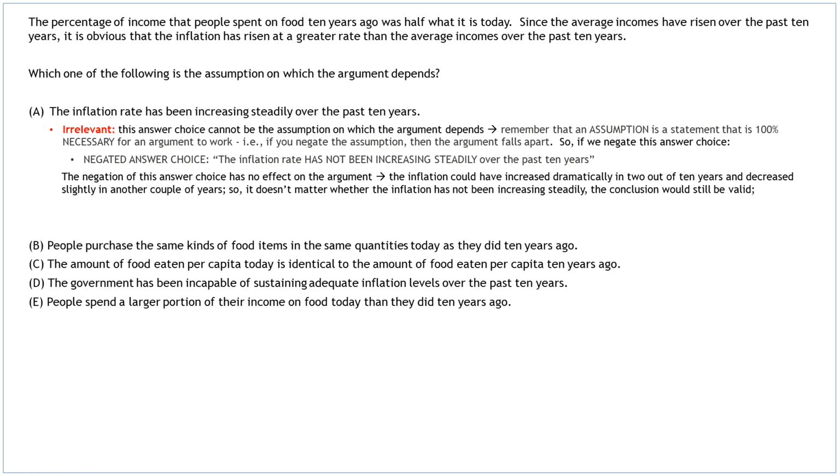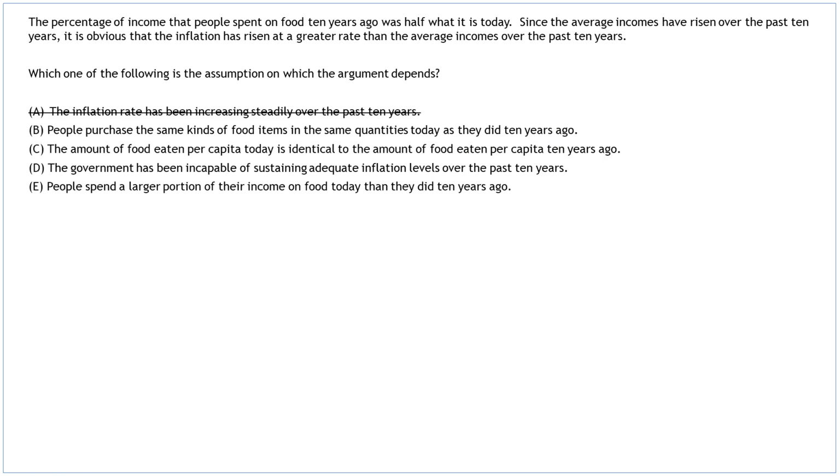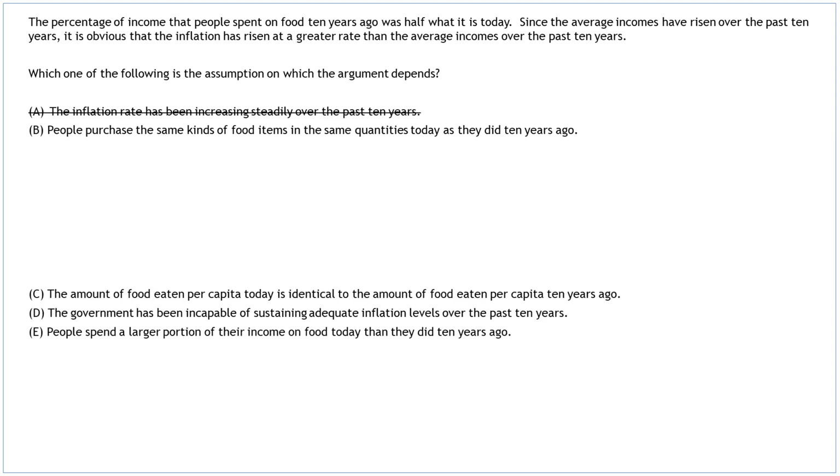The inflation could have increased dramatically in 2 out of 10 years and decreased slightly in another couple of years, so it doesn't matter whether the inflation has not been increasing steadily, the conclusion would still be valid. Eliminate choice A, and move on to the next answer choice, B.